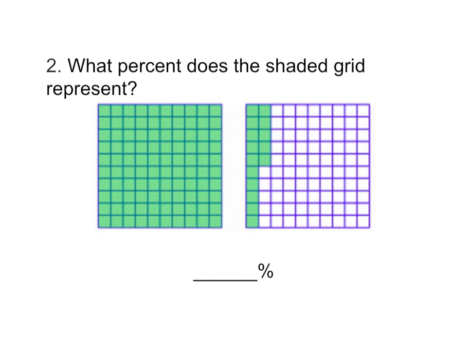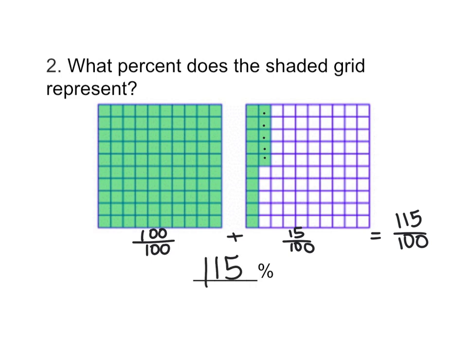What percent does the shaded grid represent? Okay, again, the whole means 100 out of 100 are shaded. Plus we have 10, 11, 12, 13, 14, 15 out of 100 more over here. So we have a total of 115 1/100ths. So those little squares are called hundredths. And so this means it is 115%.